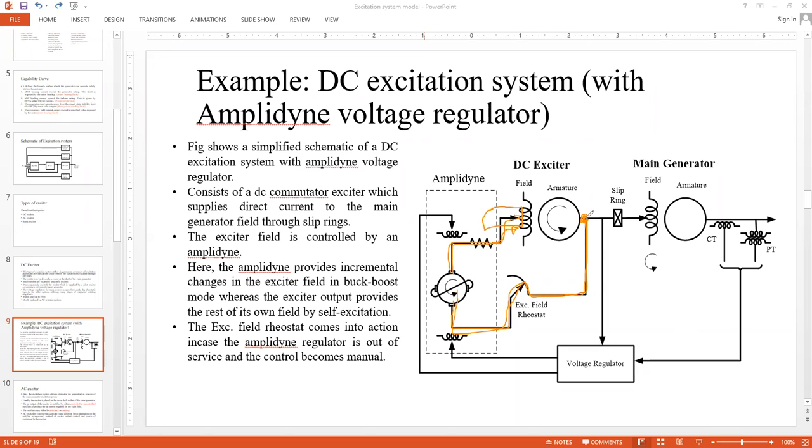So this is actually being fed back. Whatever voltage is being produced at the armature, DC voltage, that is being fed back through this path. So that is one way of self-excitation, one example of self-excitation. So this is the main generator then. Whatever DC voltage you produce from this combo, you are feeding it back.